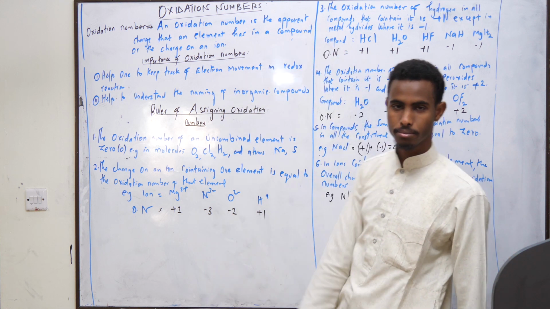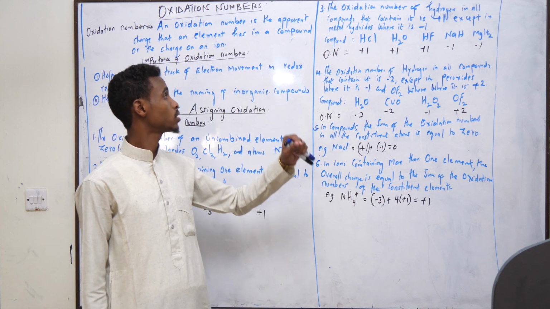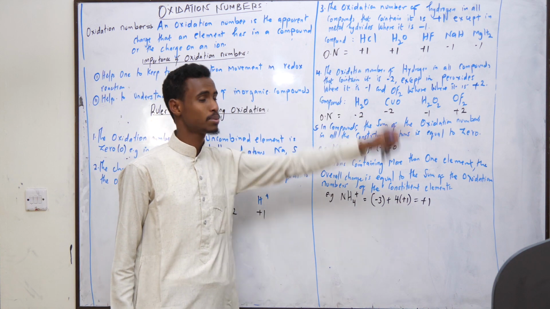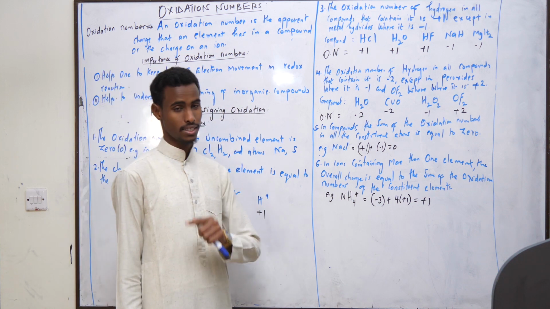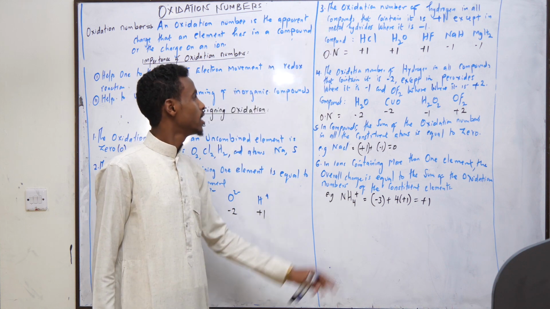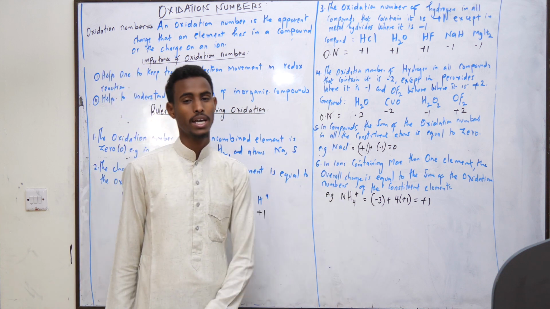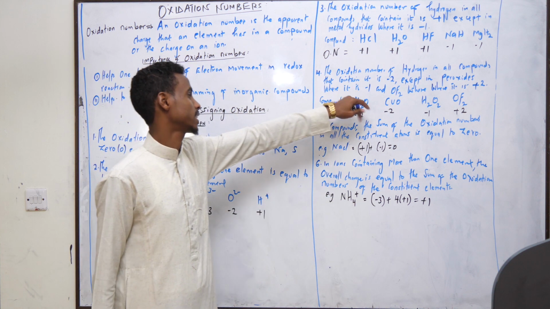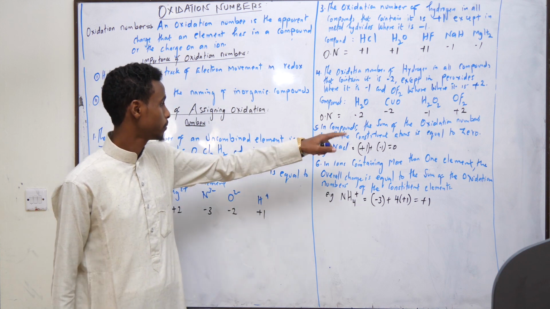Rule number 3. The oxidation number of hydrogen in all compounds that contain it is positive 1, except in metal hydrides where it is negative 1. We're going to come back to this. Let's now move on. Rule number 4: the oxidation number of oxygen in all compounds that contain it is negative 2, except in peroxides where it is negative 1, and oxygen fluoride where it is positive 2.